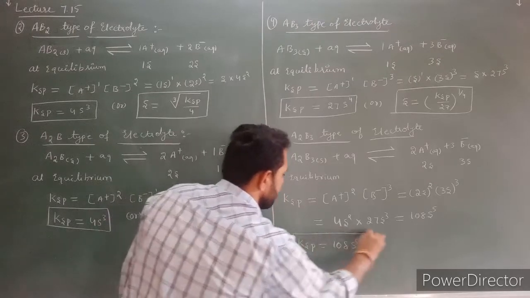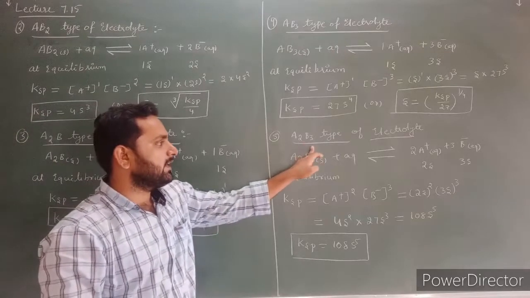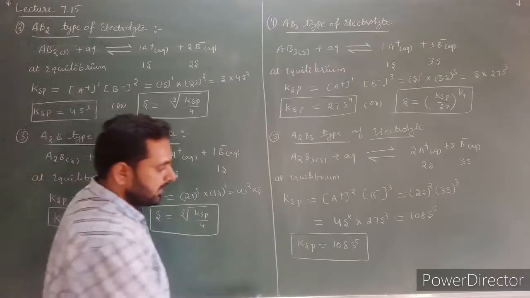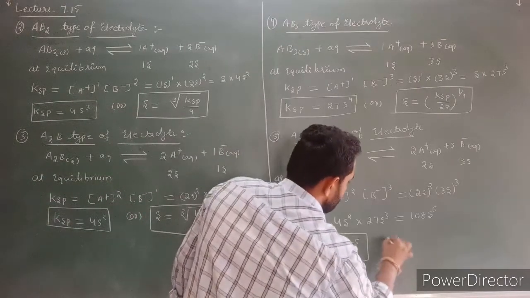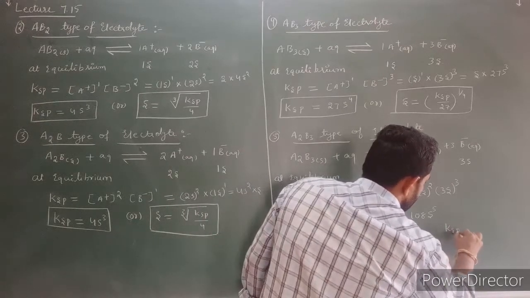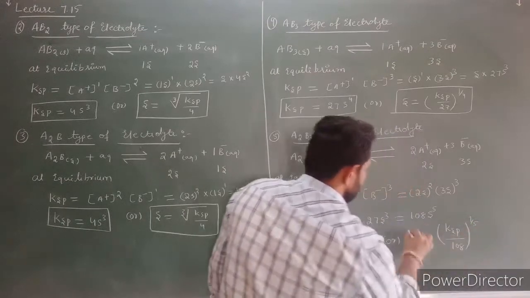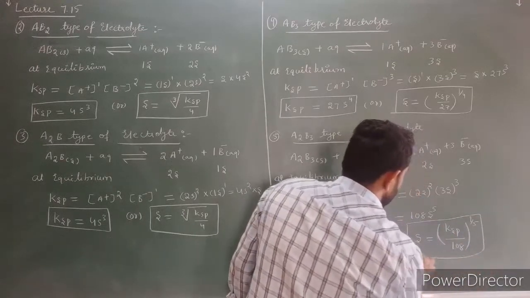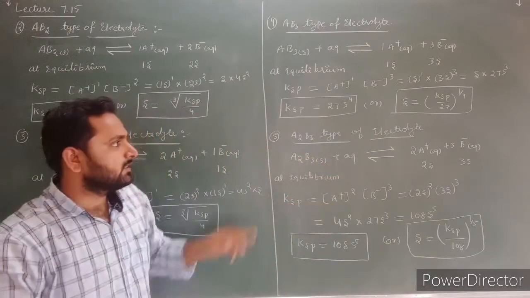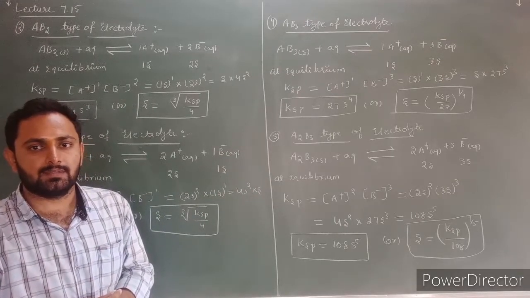This is the relation between solubility product and solubility for A2B3 type of electrolyte. If you want to calculate solubility, then just rearrange this equation. Solubility is equal to Ksp divided by 108 whole power 1 by 5. This is the relation to calculate solubility for A2B3 type of electrolyte. These all relations are useful to calculate solubility of given salt.